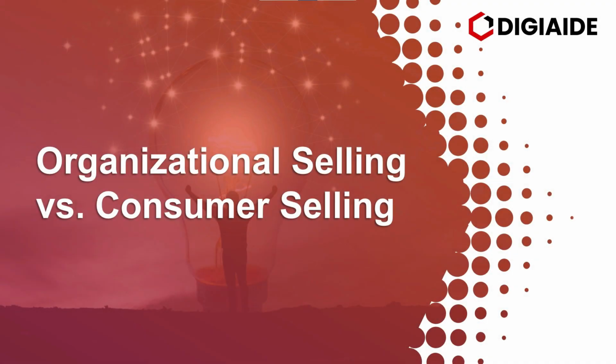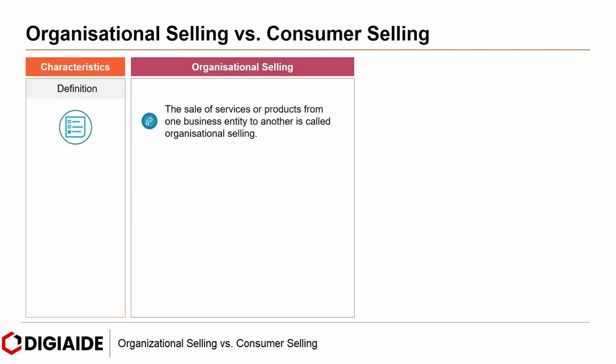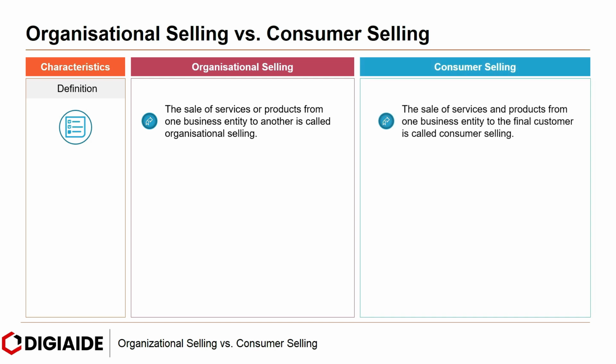In this video, we are going to cover the topic on organizational selling versus consumer selling. Let's start with the differentiation. Definition. The sale of services or products from one business entity to another is called organizational selling, whereas the sale of services and products from one business entity to the final customer is called consumer selling.